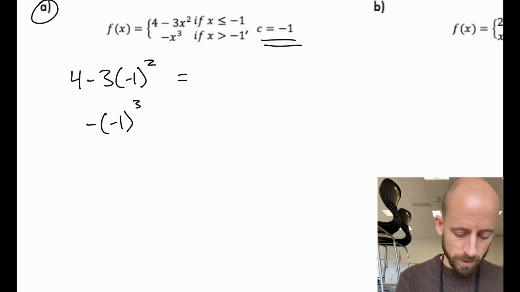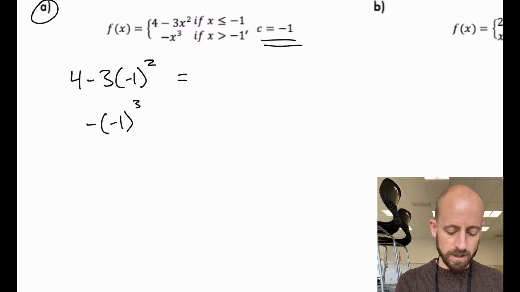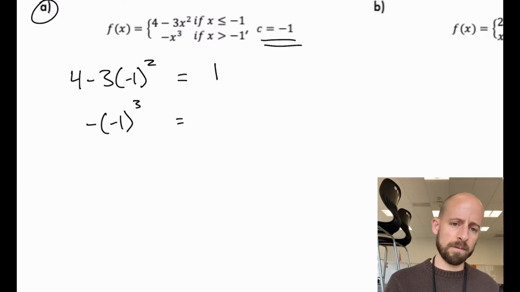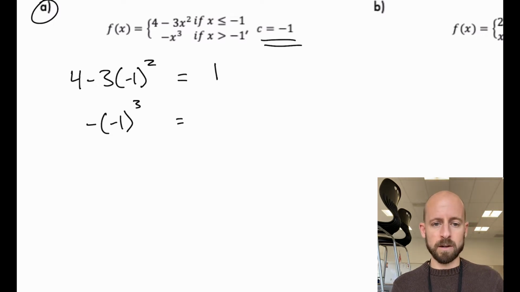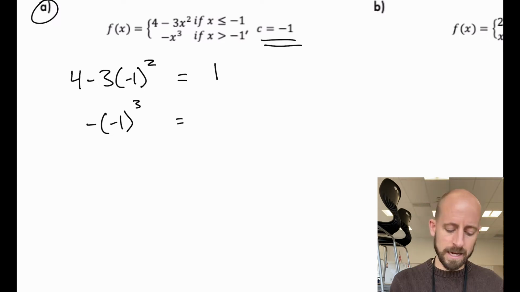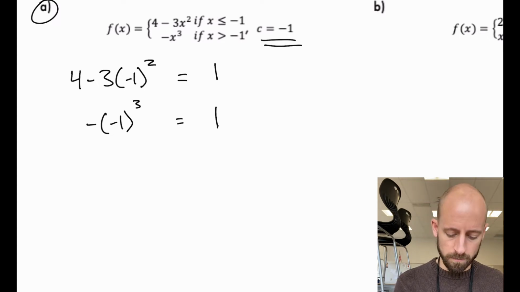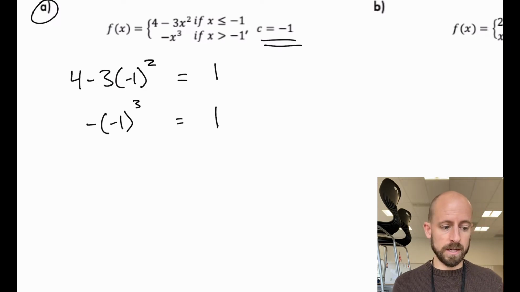So when I plug in -1 in the top, I get 4 minus 3 times -1 squared. So -1 squared is 1, times 3 is 3. 4 minus 3 is 1. That's what I got for that piece, okay? -1 cubed, and then the negative of that. So -1 times -1 times -1 is -1, and then a negative of that is 1. So that works out. That's really nice. When I plug in -1 for each one of those, I get an output of 1. All right, so that's great.